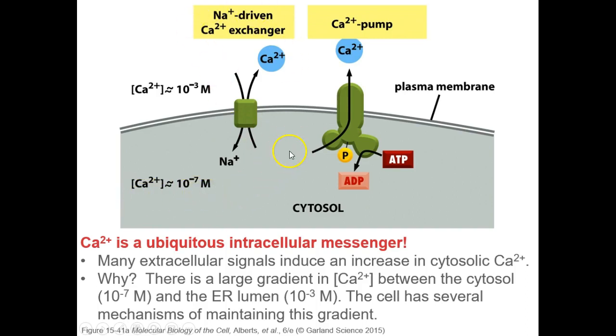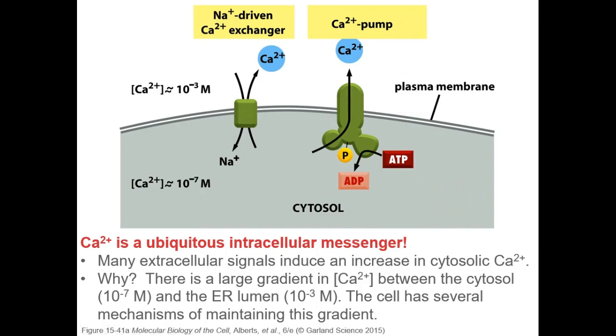We have a sodium-driven calcium exchanger where sodium comes in and calcium leaves. Of course, we're going to have to then eject the sodium using the sodium-potassium ATPase pump, which is not shown here, and that would be an example of secondary active transport. We do have primary active transport too, where calcium leaves the cell. And again, since this is against a concentration gradient, we need the phosphorylation of the pump in order to drive the conformational changes that occur when we pump out the calcium. So this is primary active transport.